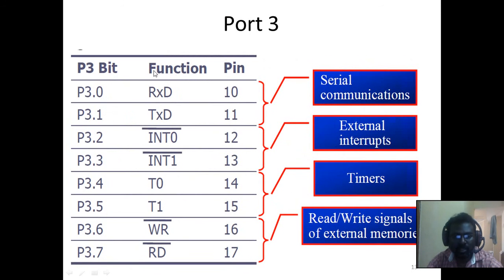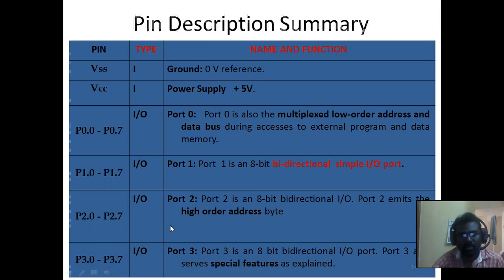So port 3 is a special case here. 2 pins are used for serial port purposes, receive data and transmit data, whereas the second 2 pins are used for external interrupts, interrupt 0 and interrupt 1, whereas the third 2 pins are used for timers T0 and T1, whereas the fourth 2 pins are used for the read and write signals. Whenever external memory is used, these read and write signals will be utilized for accessing the external memory.